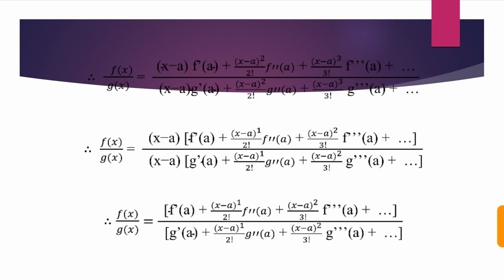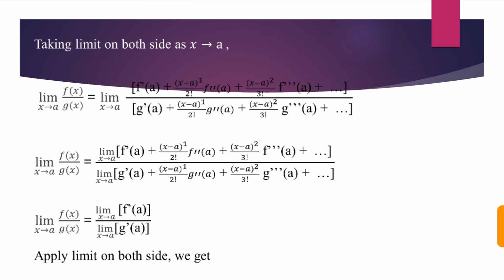Okay. Now, here we can take x minus a common in numerator and denominator, and this gets cancelled, and it remains f of x upon g of x is equal to f dash of a plus x minus a upon 2 factorial into f double dash of a plus x minus a whole square upon 3 factorial f triple dash of a plus and so on, divided by g dash of a plus x minus a upon 2 factorial into g double dash of a plus x minus a whole square upon 3 factorial g triple dash of a plus and so on.